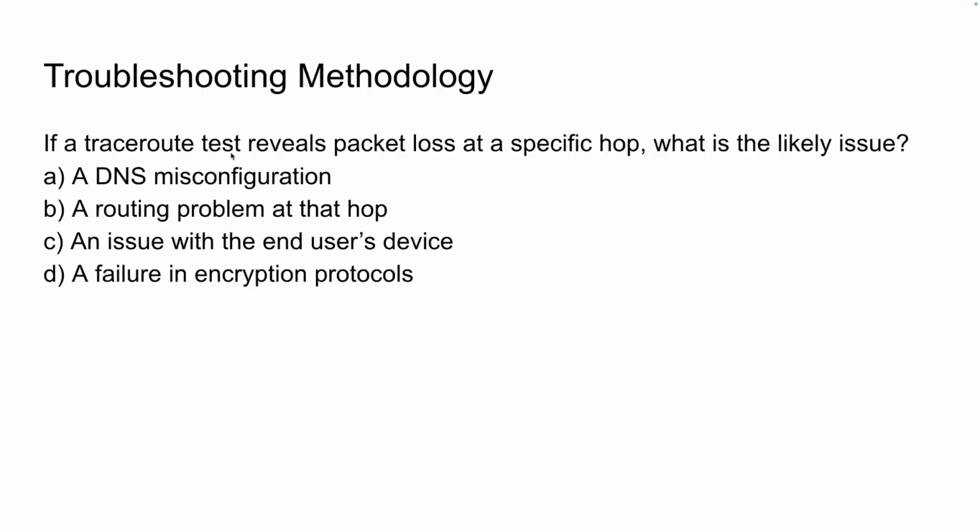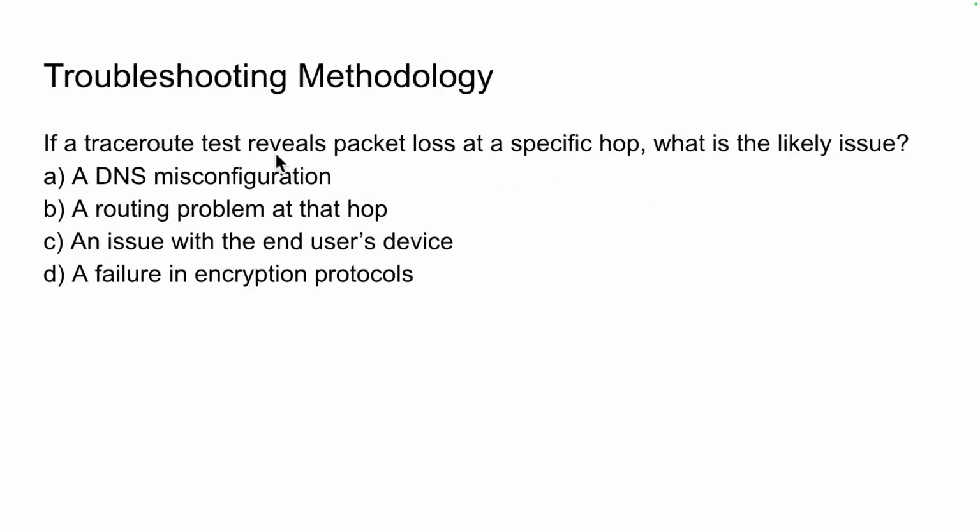If a traceroute test reveals packet loss at a specific hop, what is the likely issue? DNS misconfiguration, routing problem, issue at the end user's device, a failure in encryption. This is not an encryption issue. This is also not a DNS issue. It is a routing issue. An issue with the end user's device is also not a portion of this, because we're talking about packet loss at a specific hop.